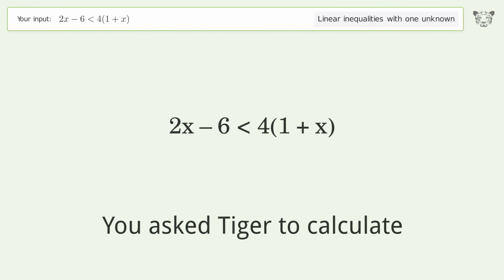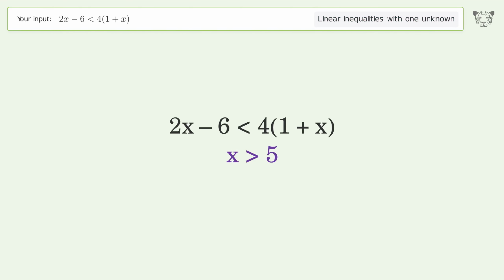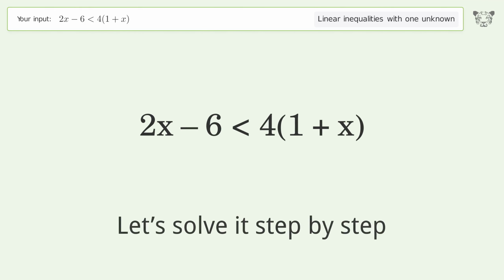You ask Tiger to calculate. This deals with linear inequalities with one unknown. The final result is x greater than -5. Let's solve it step by step.